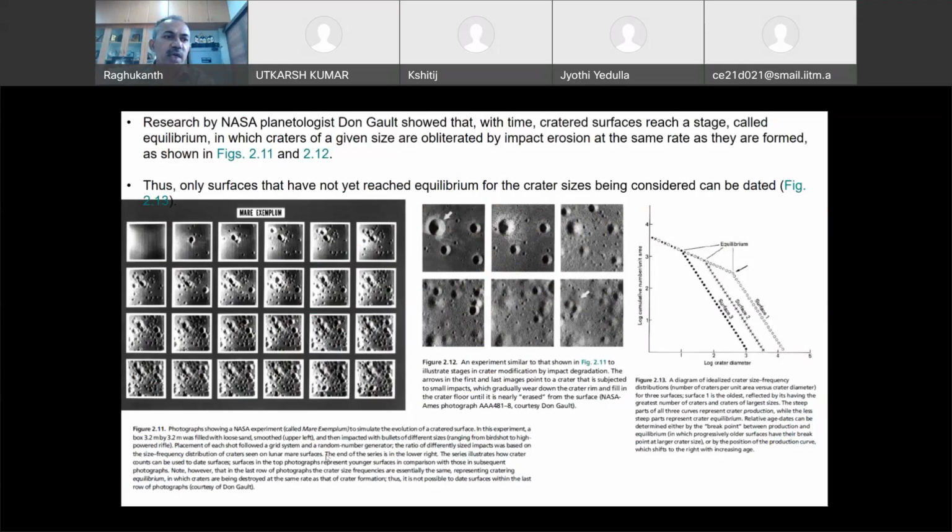You can see here the last row of the photographs, where the craters are. These are the youngest ones, the first one, the next one, like that. If you see more craters, the density is very high, that means it is an old surface. If the density is very low, that means it is a new surface. Based on this, you can determine the ages.